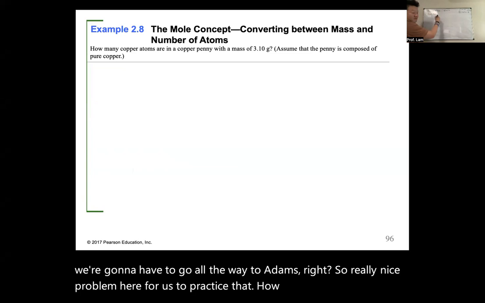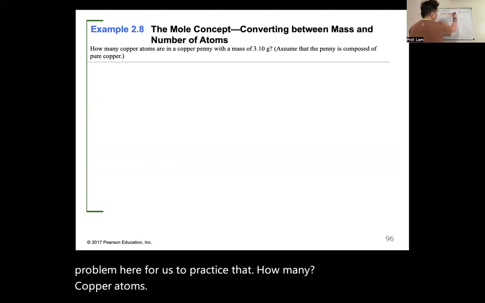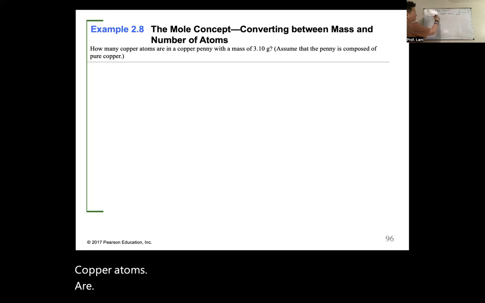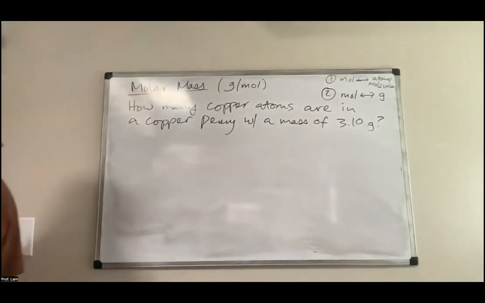How many copper atoms are in a copper penny with a mass of 3.10 grams? All right, let's solve that on the board.